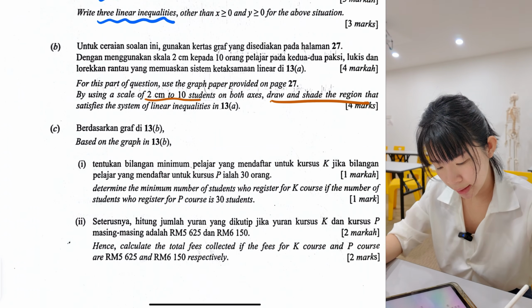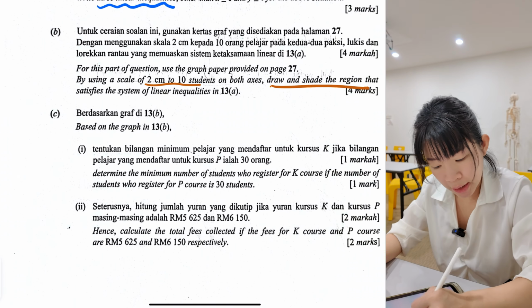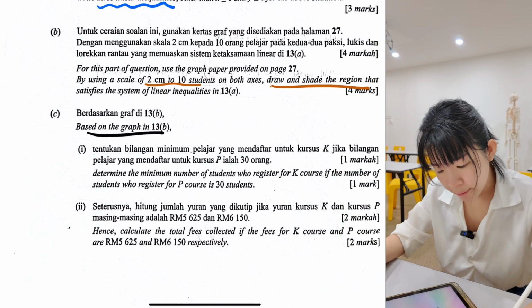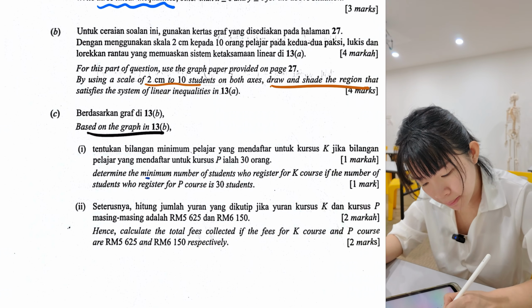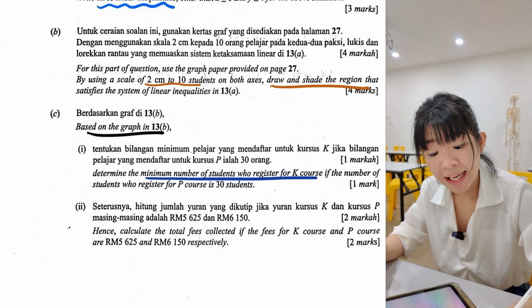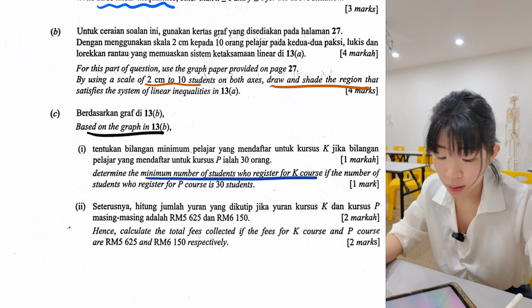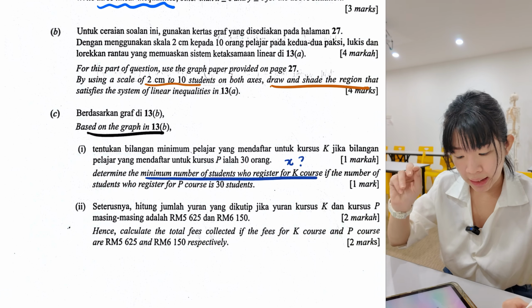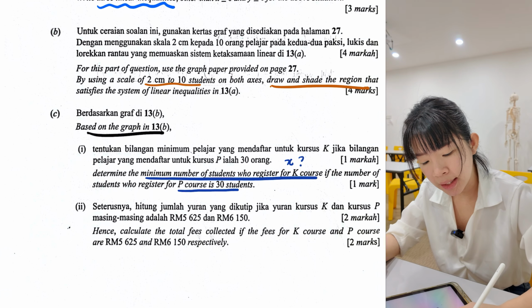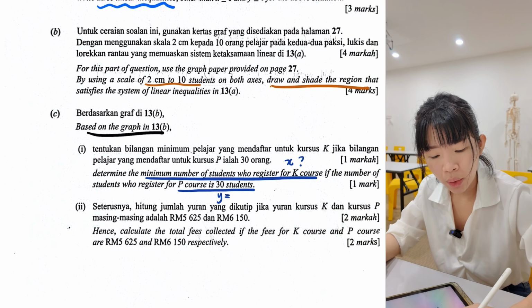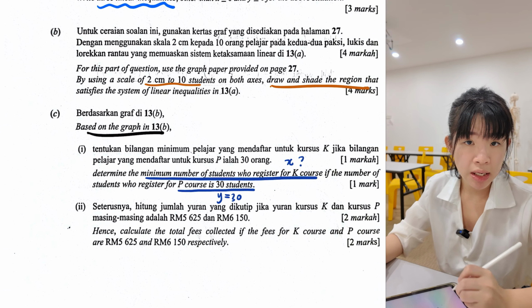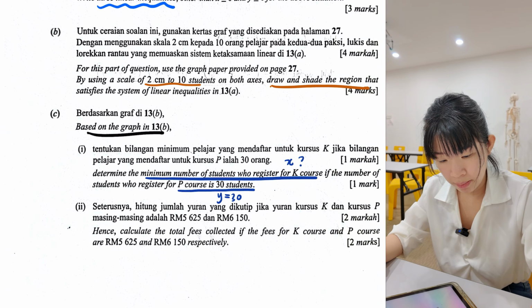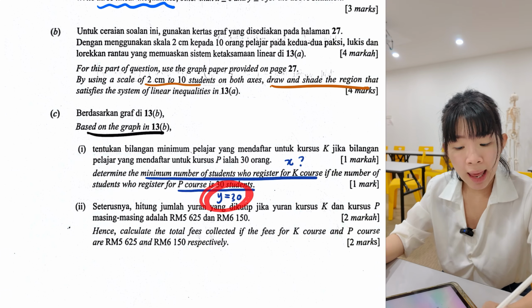Okay, so now let's see what they want next. Based on the graph, so all the answer is from the graph. Now we need to determine minimum number of students who register for K course. K is actually X just now, correct? So we need to find X. What is the minimum of X? If the student who register for P course is 30, so P course is Y. When Y is 30, X minimum how much? Okay, repeat. When y is 30, x minimum how much?